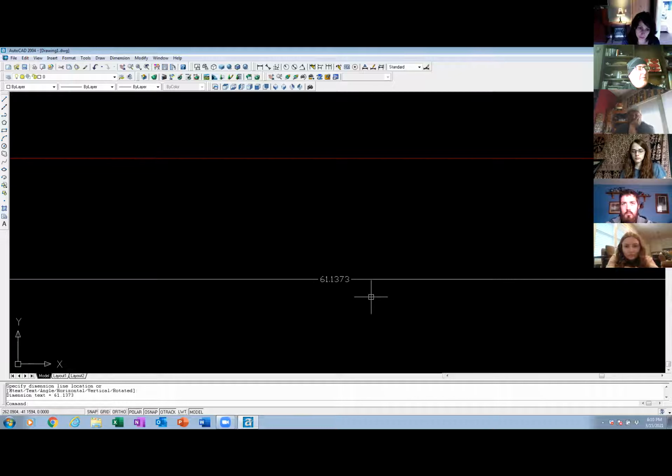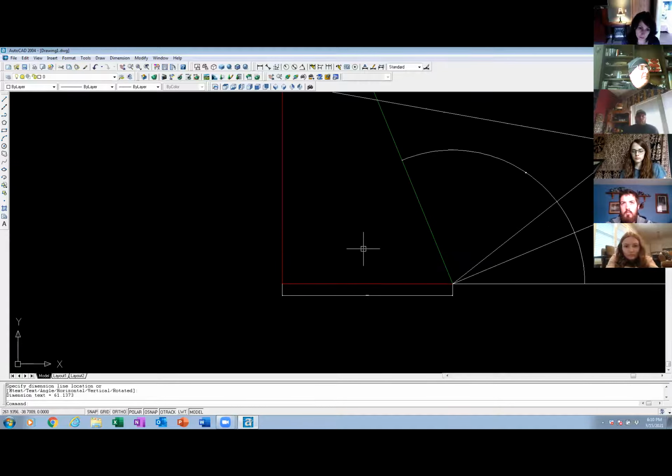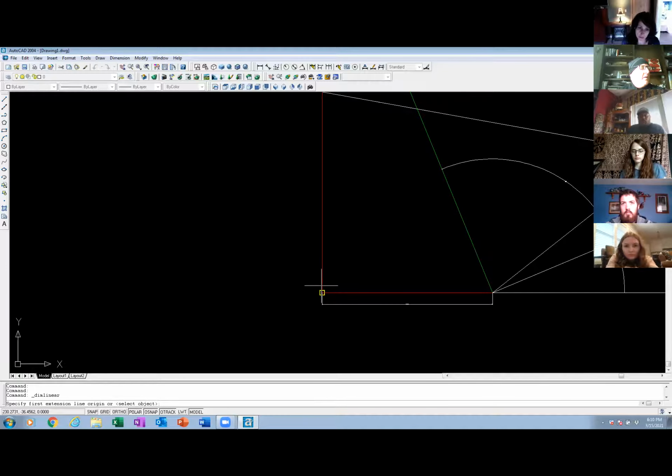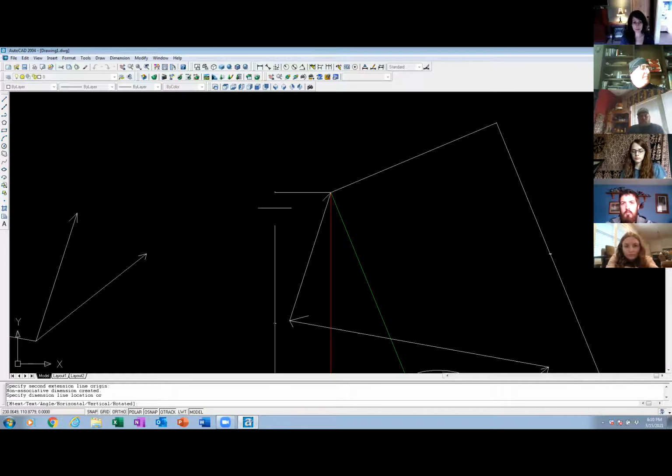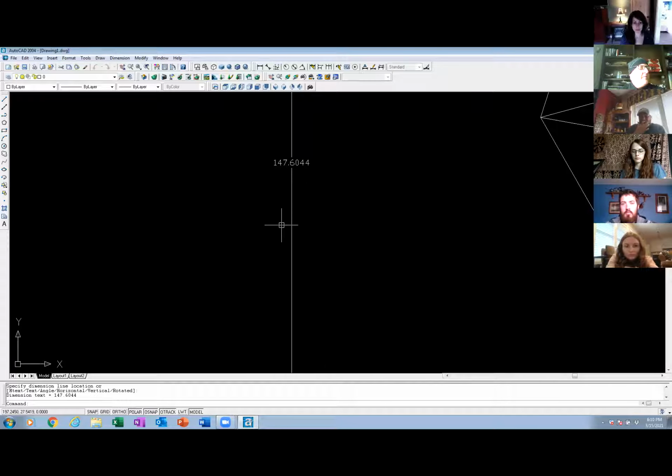That's 61.1373. So this is the vector that will result from this. The Y is 147.6.